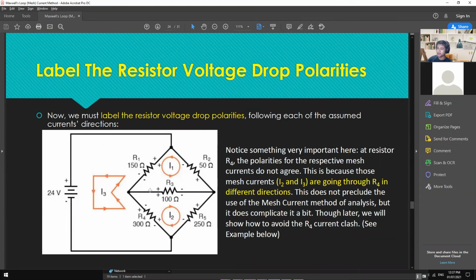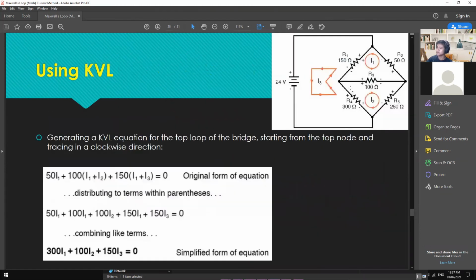Okay, so without further delay, let's start with the I1 first. So in here, it started with the R2 first, going to the R3. So R2, R3, and then R1.